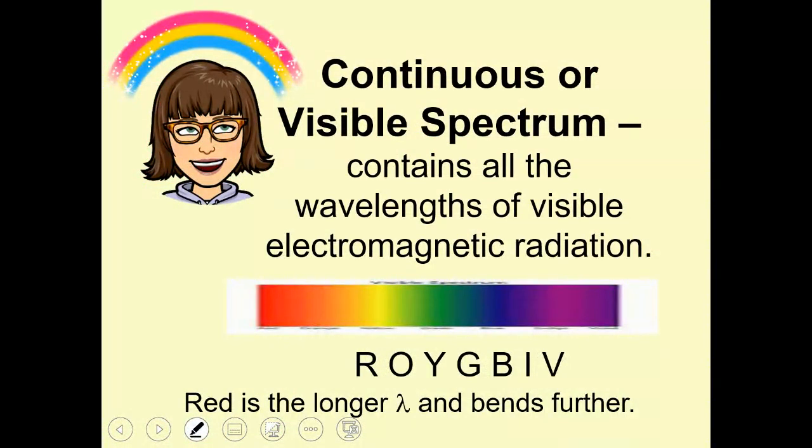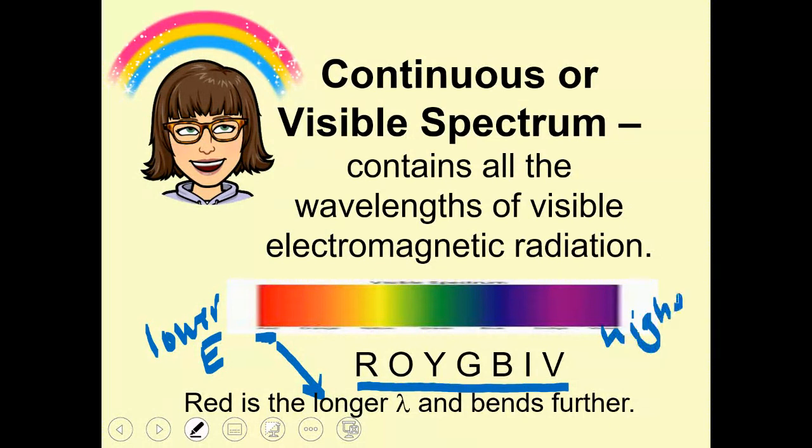And then there is the continuous or the visible spectrum. That contains all the wavelengths of the visible electromagnetic radiation. That's your Roy G. Biv that you've learned about in the past. The red end down here, that's your longer wavelengths, which means basically this is towards the lower energy side. And then as you go from red, orange on up through blue and the indigo violet, this is where you get the higher energy because they have the shorter wavelengths, and that means they have higher frequency, higher energy. Okay.